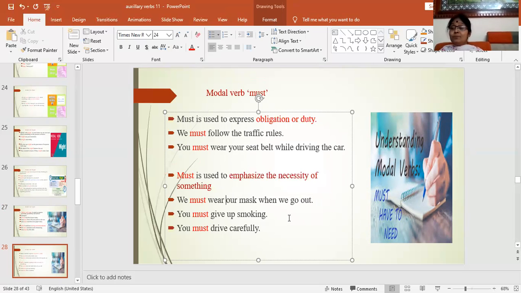You must give up smoking, emphasizing that because it's not good for health. You must drive carefully. It's emphasizing the necessity to avoid accidents. You must drive carefully. So must is used to emphasize the necessity of something.